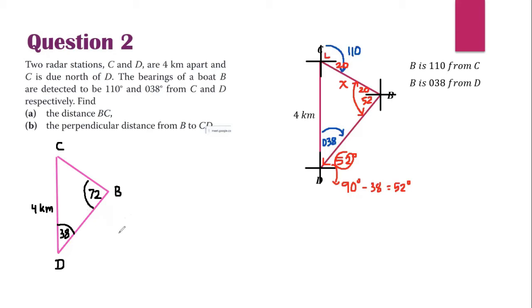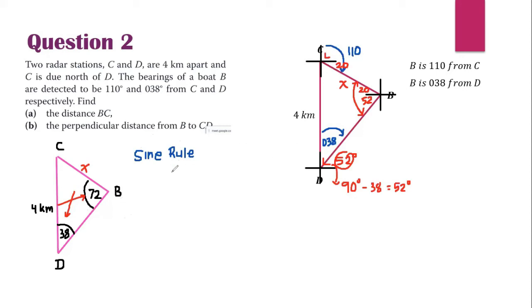I think we have to use sine rule, right? Is it correct, sine rule? Yeah, sine rule. This one, because x is opposite to 38, and then 4 is opposite to 72 degrees, right? Sine rule.